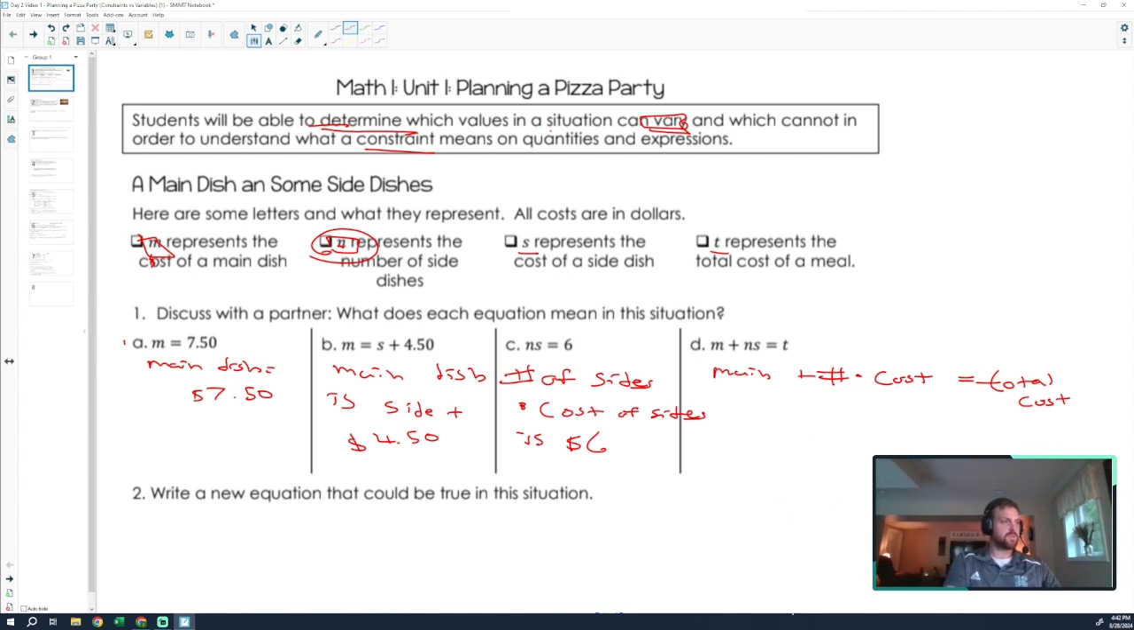And you can come up with as many as you want off the top of your head, like in number 2. So take a second, maybe try that real quick. Pause the video.